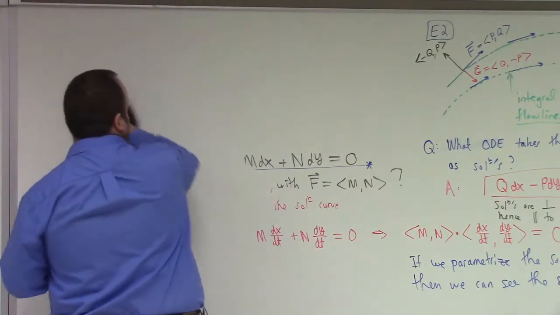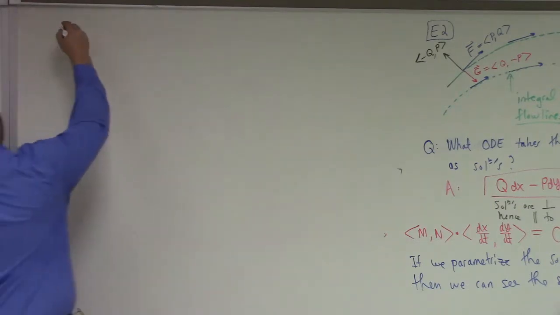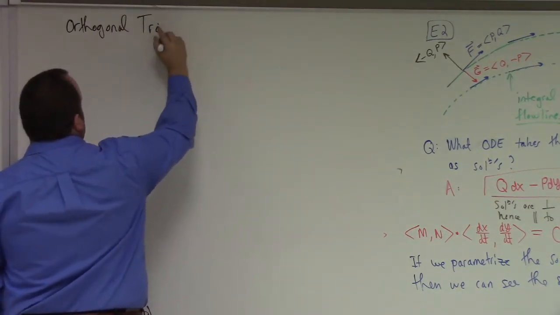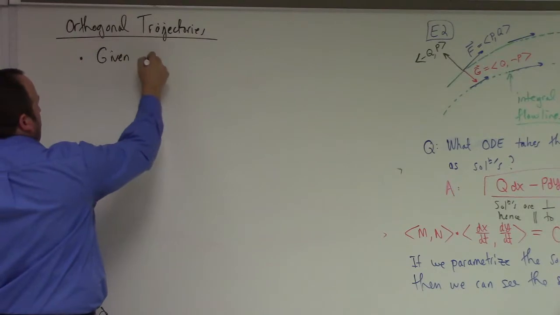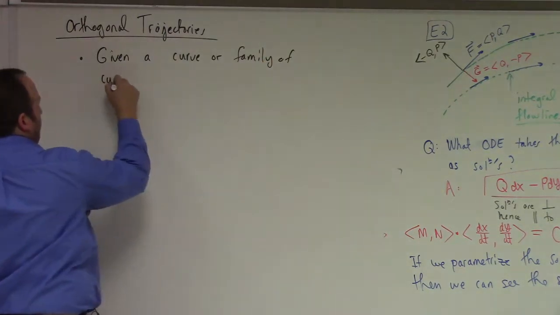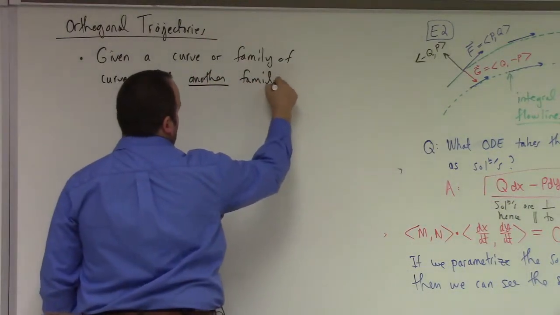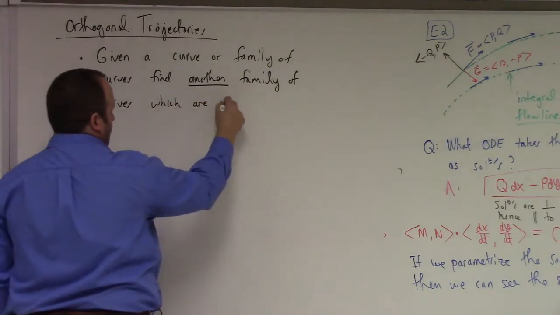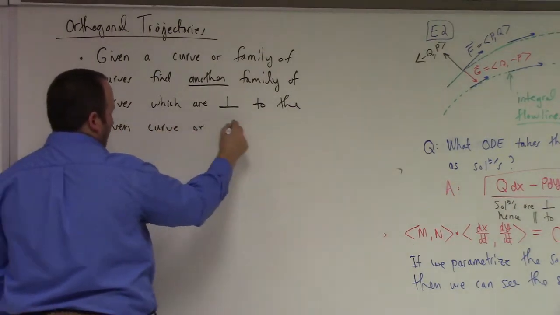So what are orthogonal trajectories? Don't be scared of the terminology. It's very simple. Orthogonal trajectories, what does that mean? Okay, so we're given a curve or family of curves. And what are we looking for? Find another family of curves which are perpendicular to the given curve or family of curves.